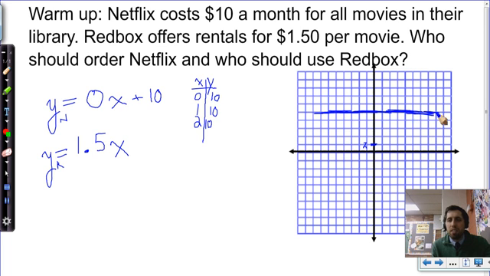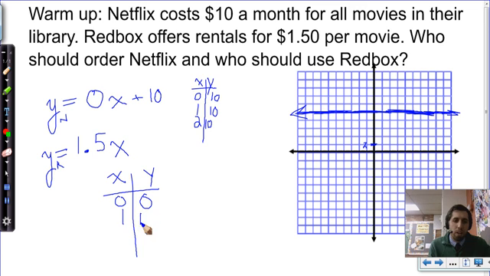Now, next question. What would it be for Redbox? What's that line in that equation going to look like? If we do an XY chart over here, we're going to see that if x is 0, y is 0, and so the y-intercept is 0. And that makes sense because we have no b value if we're thinking of this as slope-intercept form, which it is. If you get 1 movie, you're going to pay $1.50. 2 movies, $3. 6 movies, it would be $9.